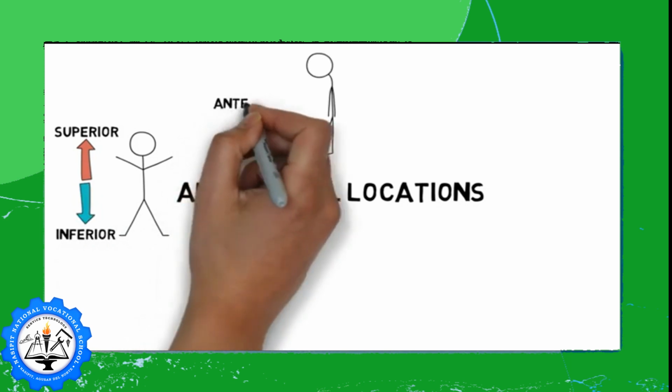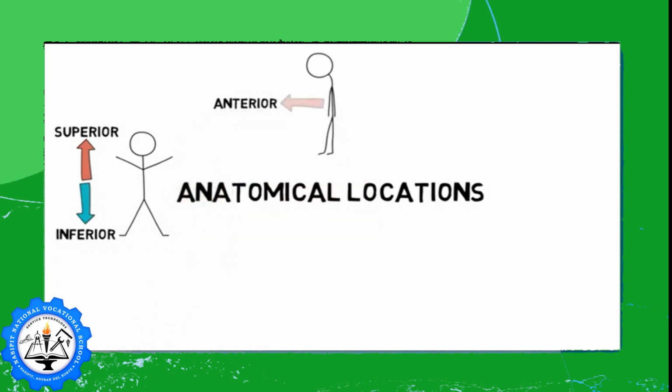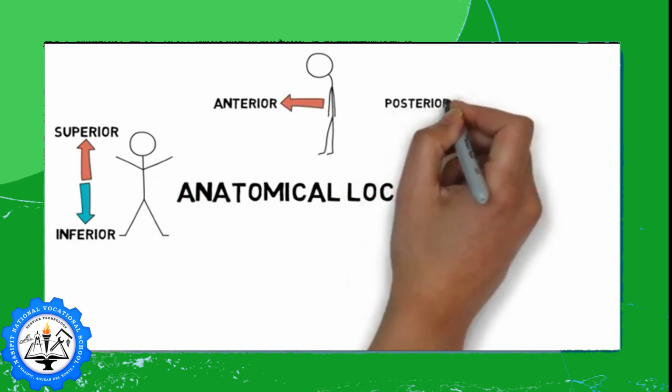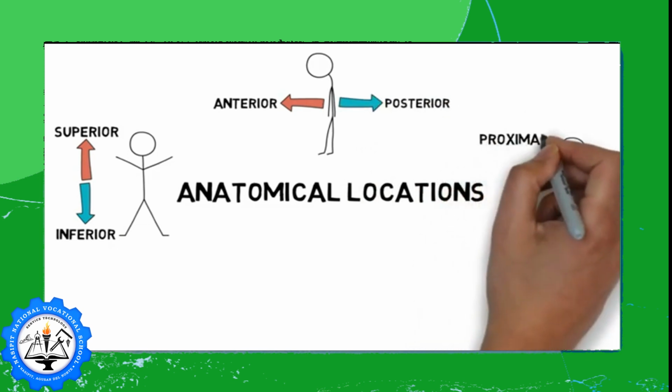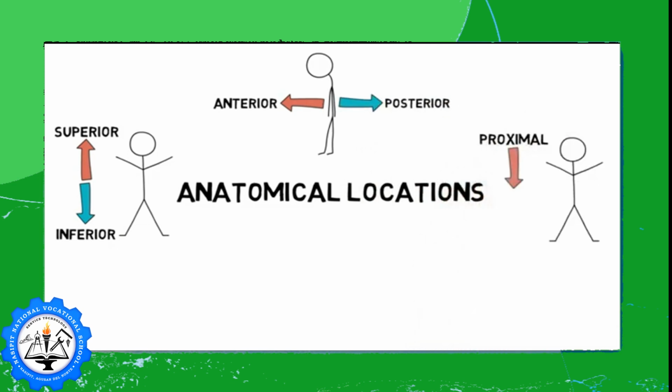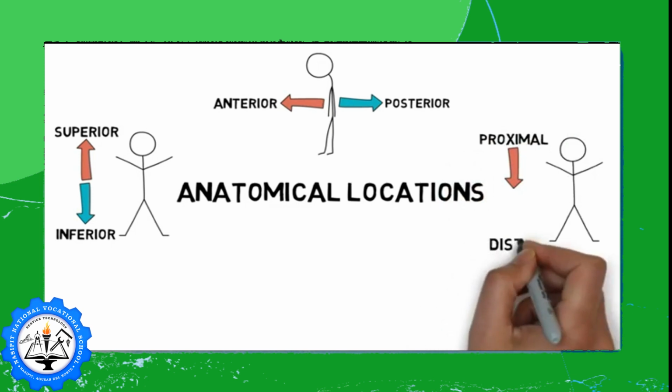Anterior refers to a position towards the front of the body. Posterior refers to a position on or towards the back of the body. Proximal refers to a position nearest to the centre of the body. Distal refers to a position away from the centre of the body.